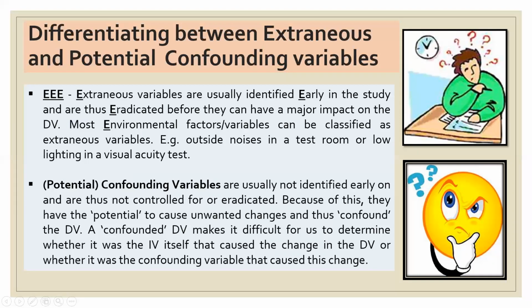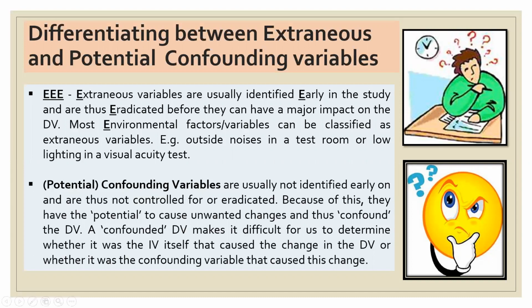Coming to the next one, which is potential confounding variables. Potential confounding variables are the ones that slip through. These are the unwanted variables that the researcher, for some reason or the other, doesn't identify early in the study, and thus doesn't think about controlling or eliminating them. They are called potential confounding variables because if they slip through unnoticed, away from the attention of the researcher, they have the potential to confound your results in a very profound way, okay? And they do have the potential to even take over the effect of the IV, okay?